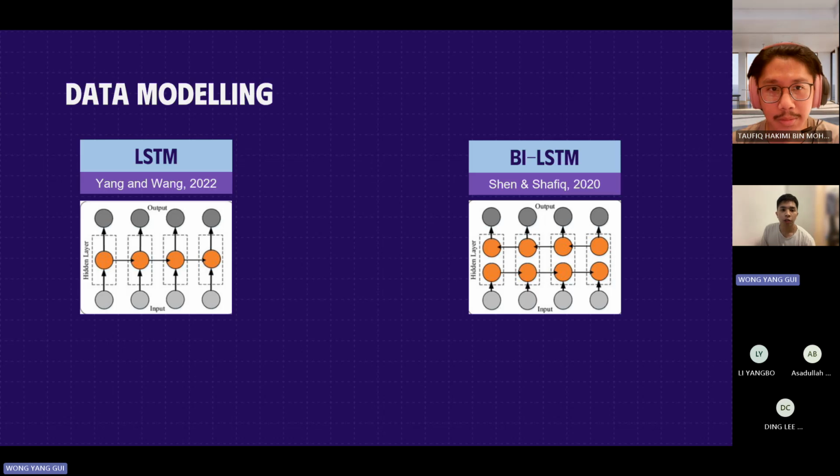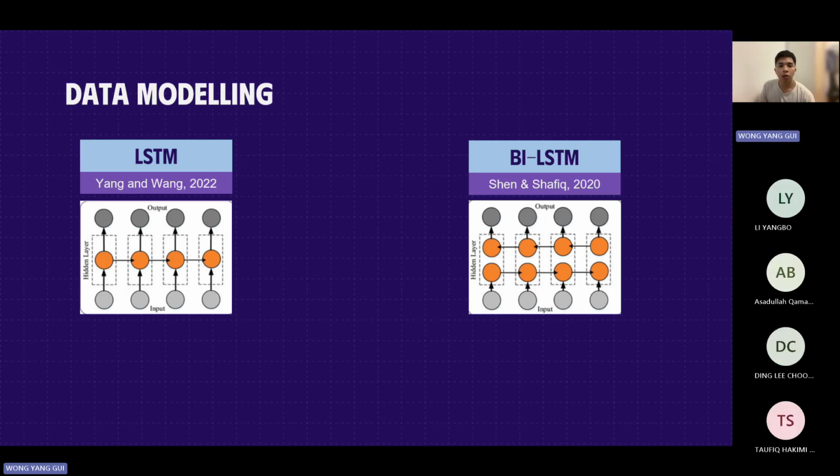So thank you, Taufik. I will present the data modeling part. After we completed the cleaning and visualization in assignment one, we decided to do the data modeling part in assignment two. In the data modeling, we chose the LSTM and BiLSTM as our project models, because it is drawn from the literature review. The most impressive literature reviews are from Yang and Wang from 2022 and Sun and Sulfate from 2020, and they used LSTM and BiLSTM as their best models.